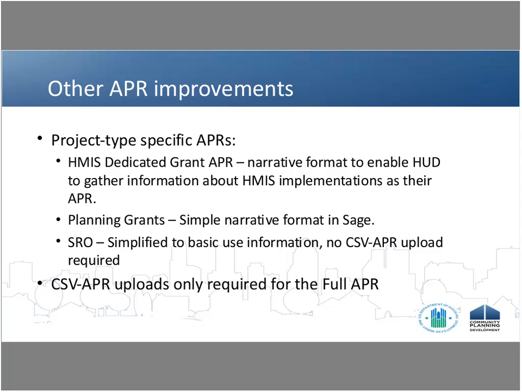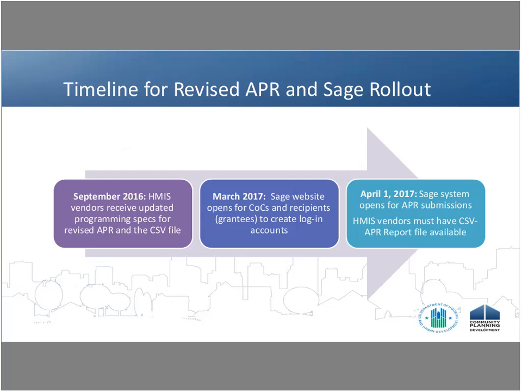This slide just shows a basic timeline for the revised APR and Sage rollout. As you'll see, we're already on the last box, and we've passed it actually. As of April 1, 2017, the Sage system was open for APR submissions, and HUD required that HMIS vendors have a CSV APR report file available. So it's been a process getting it ready, but we're here, and we're really excited to start getting everyone submitting their APRs in Sage.